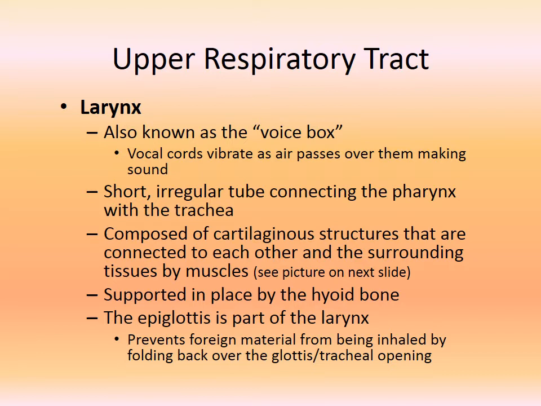It's a short irregular tube connecting the pharynx to the trachea. It's composed of cartilaginous structures that are connected to each other and the surrounding tissues by muscle. And you'll see this in the next slide. It's supported in place by the hyoid bone. We talked about the hyoid bone being a part of our axial skeleton, and it helps support the larynx.